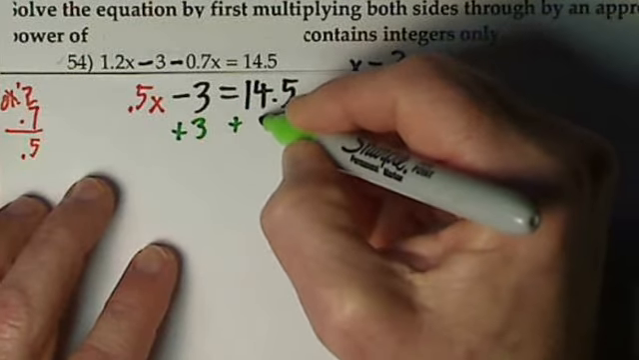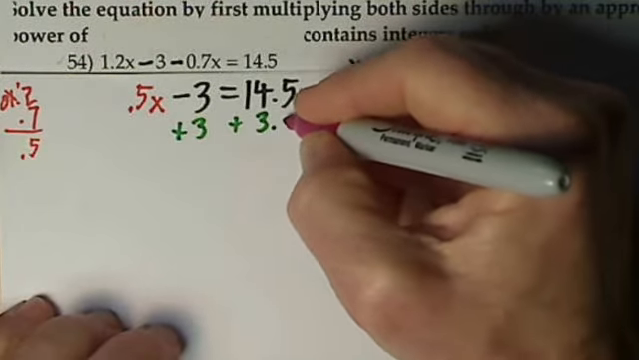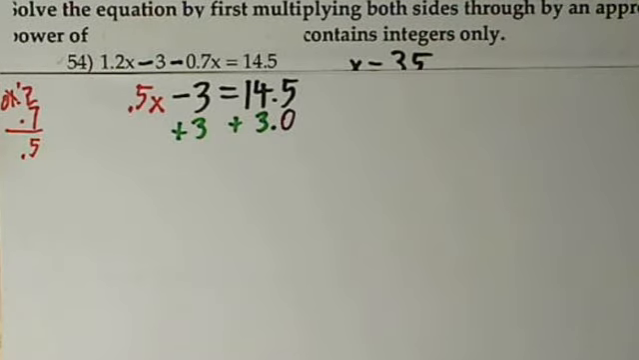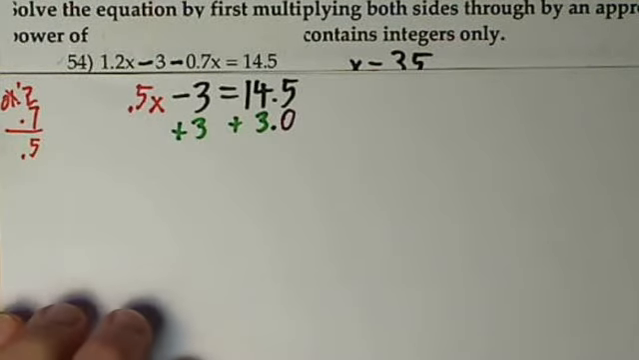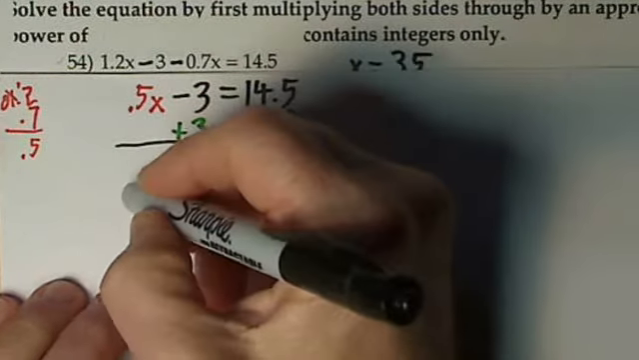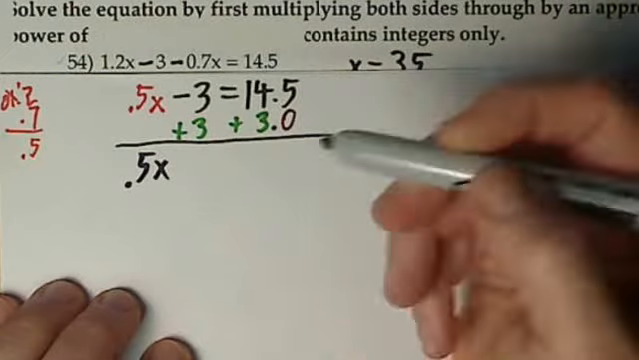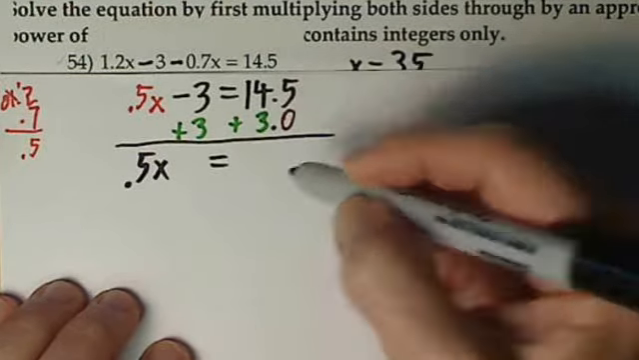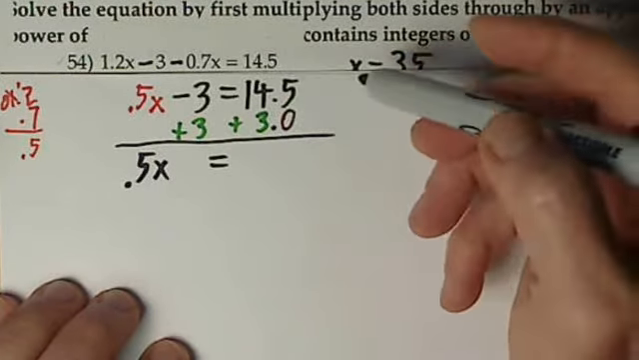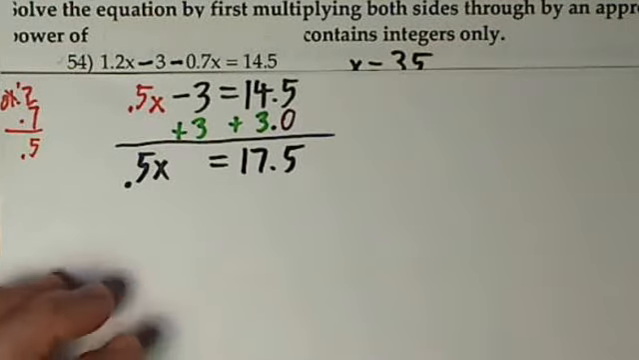I need to line up my decimals. That's really 3.0, okay? And just draw a line here to subtract, or to bring down what's left. I have still 0.5x. That's a 0. I don't have to write it. Here the signs are the same, so we're going to add, and we have 17.5.